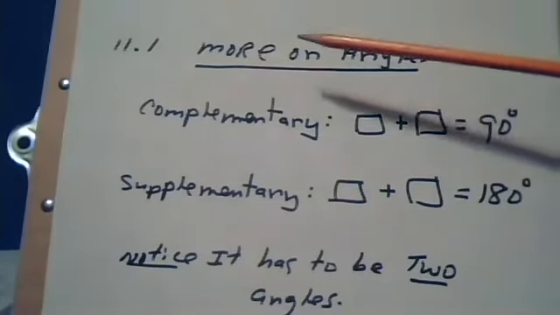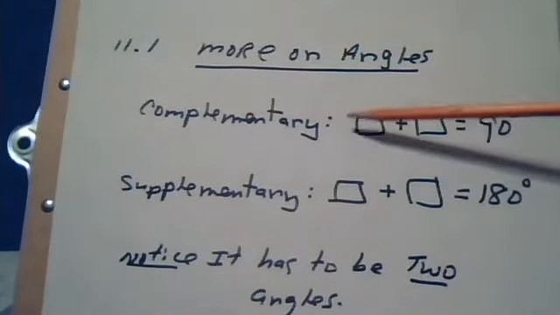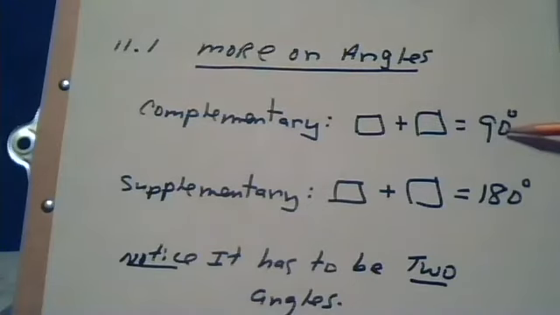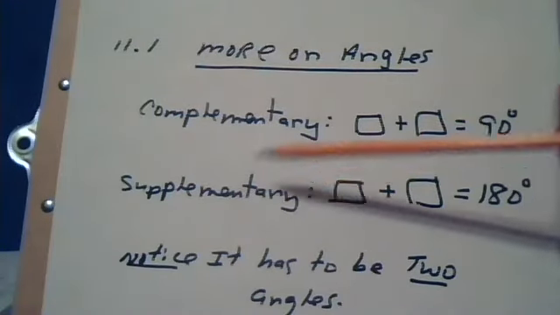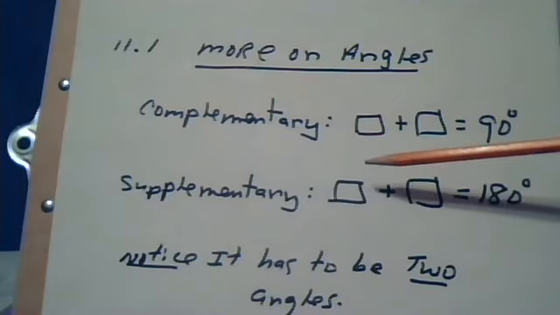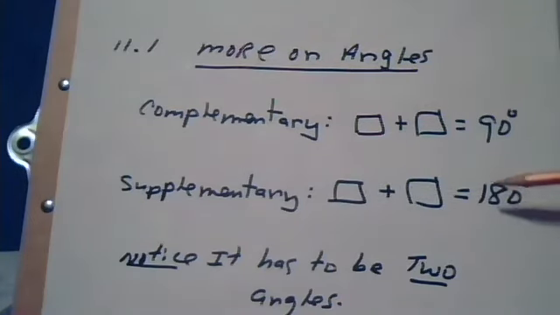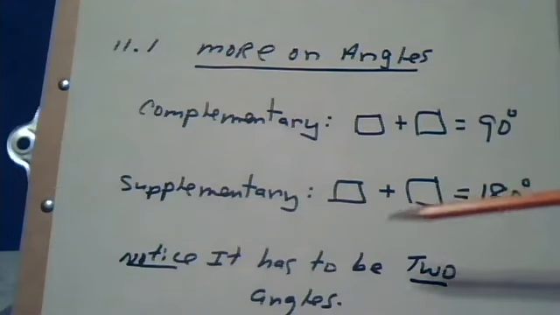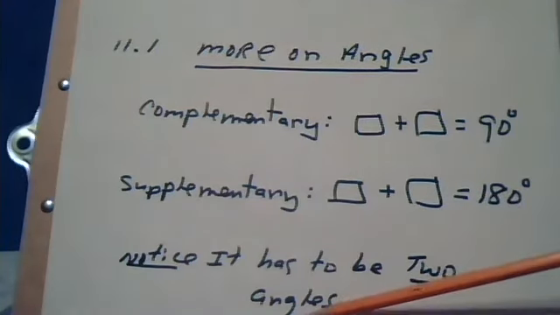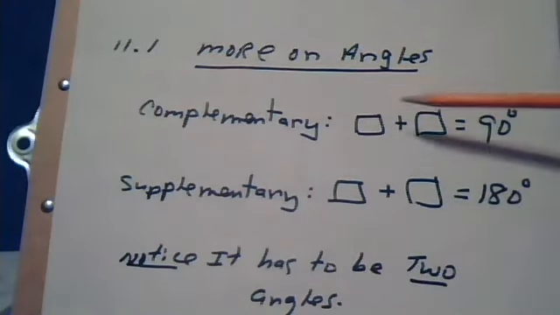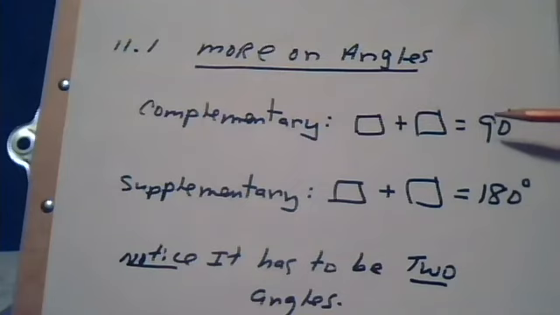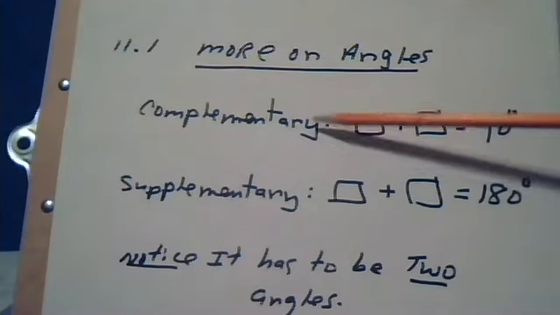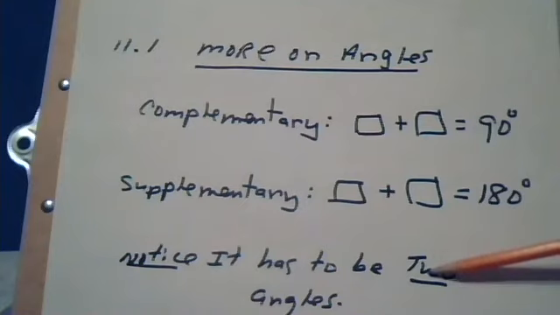More on angles. Complementary angles are two angles that when you add them give you 90 degrees. Supplementary angles, when you add two angles, give you 180 degrees. Now notice that it's not just adding up to 90 degrees and adding up to 180 degrees. It has to be true that it can only be two angles. So if you had three angles adding to 90, they're not complementary, because the definition of complementary and supplementary involves only two angles.